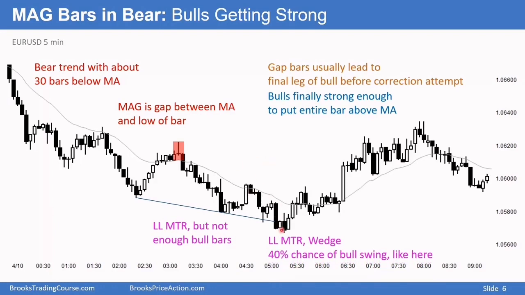And here we got one more leg down. If you want, you can call it a double bottom or a lower low double bottom. This is a double bottom. This low is below that low. It's also a lower low major trend reversal.